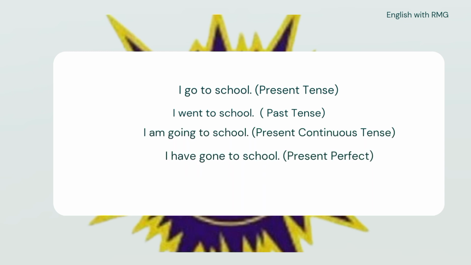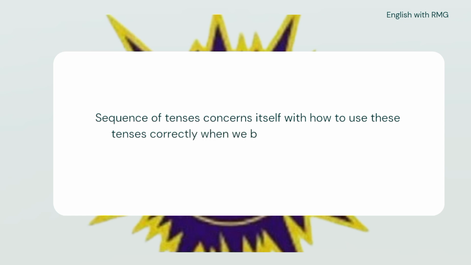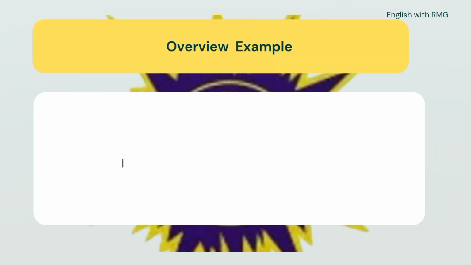What if I say, I have gone to school? That is a present perfect. That is something that has happened in the past and it is still relevant to the present. Then if I say, which is the last tense, I had gone to school, then you can tell that that is an action that has happened in the past and it has been perfected in the past. Do you understand? So, the tenses of verbs help us to express the various times in which an action is carried out in English. So, when we talk about sequence of tenses, we are talking about how to use these various tenses correctly when we bring two or more clauses together in one structure.